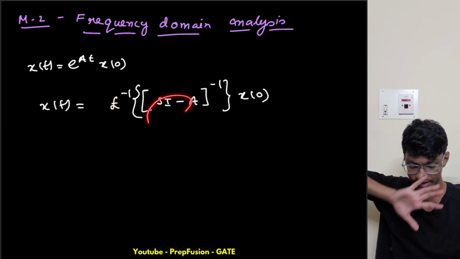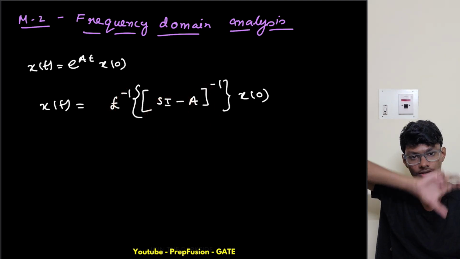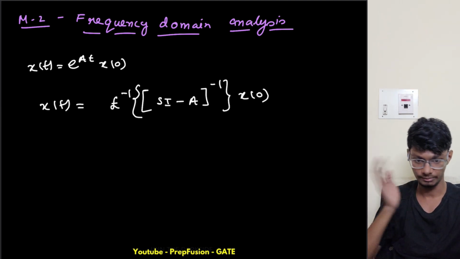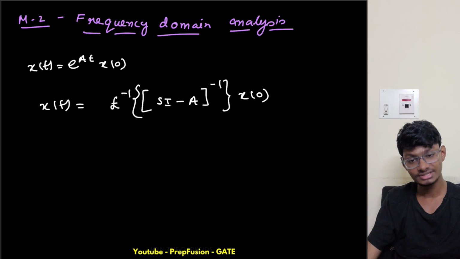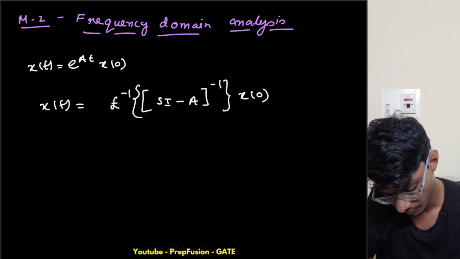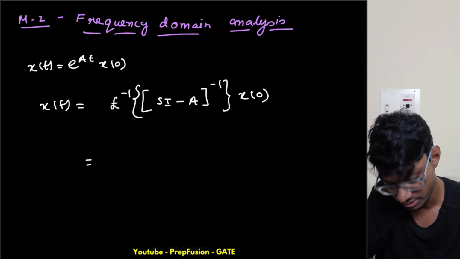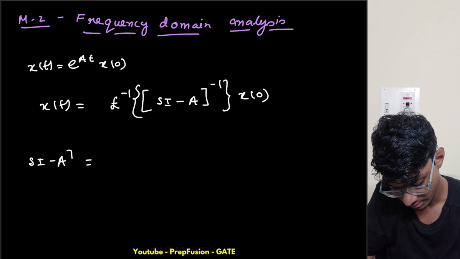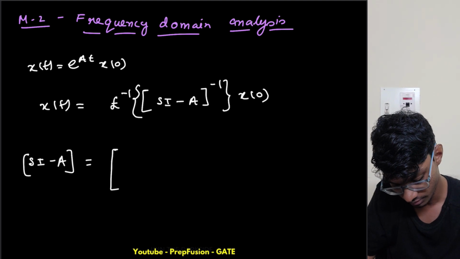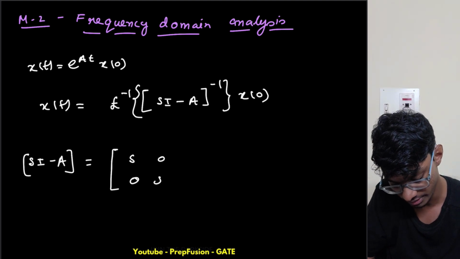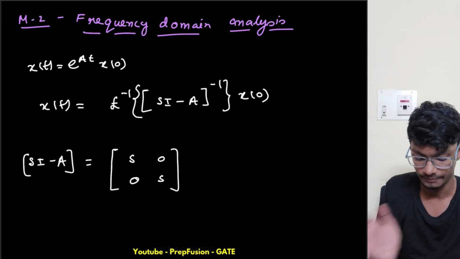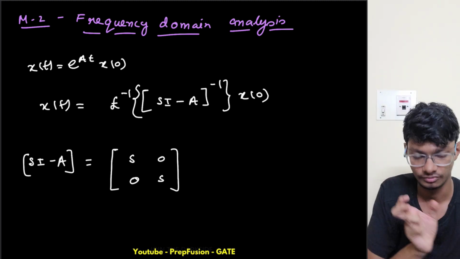I will solve (sI minus A) inverse, then find the Laplace inverse, then do the time domain multiplication, right? So what is (sI minus A) inverse? First let me find what sI minus A is. sI is s 0, 0 s. So s times I, you will get this only. s is simply a scalar, but I is a matrix, that's why you get it like this.